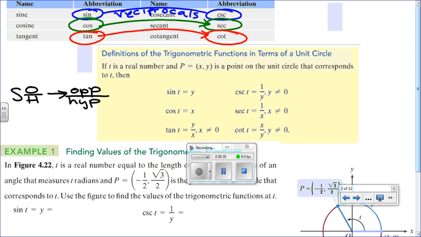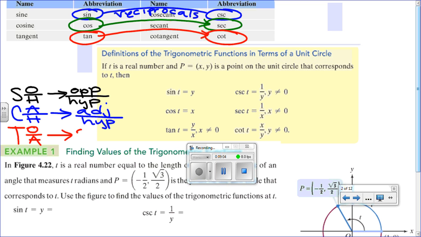Okay, so let's go back to this thing, and I know that in other classes you use this SOH-CAH-TOA as an acronym or mnemonic, just for you to remember what goes where. So for cosine, we have the adjacent divided by the hypotenuse. And then for tangent, we're going to have the opposite side divided by the adjacent side. All right, that's what it means.